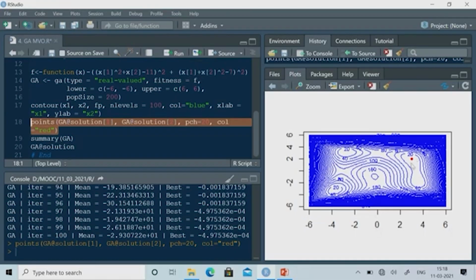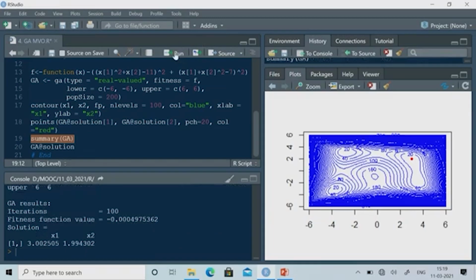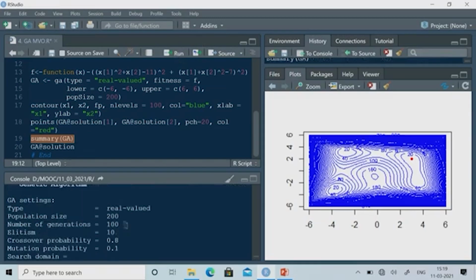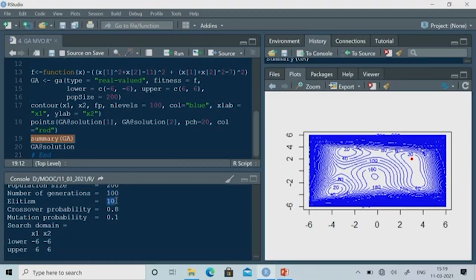So, GA is giving this solution. Okay. So, then I can see the summary of the GA solution. This is the summary, and you can see that I have used real value, population size is 200, iteration is 100, number of generation is 100, elitism is 10, crossover probability I did not change.